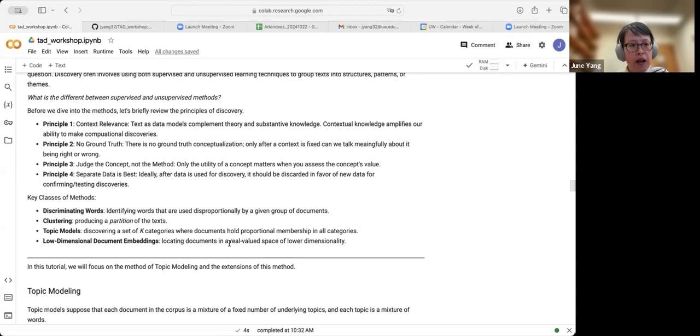A third type of methods is called topic models. Topic models are a little bit similar to clustering in that they try to group our documents, to discover some latent patterns of our documents. But they are also different in that while clustering tries to assign each piece of our document into a specific cluster, topic modeling tries to discover a set of K categories where each document holds a proportional membership in all of the topics.